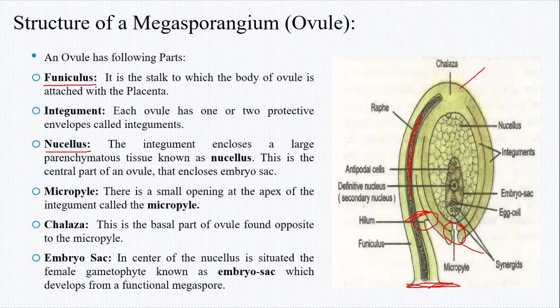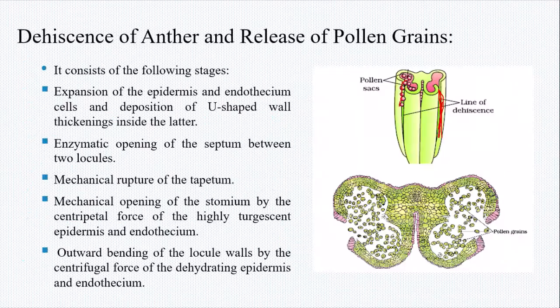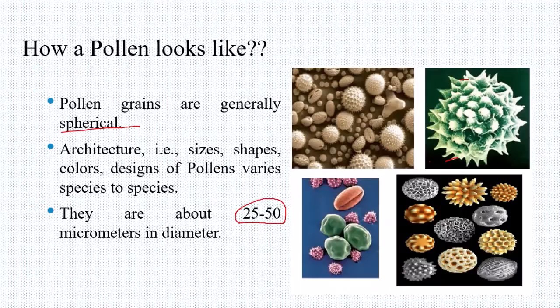The archesporial cell functions as the megaspore mother cell, and the megaspore mother cell is diploid, that is 2n. It will undergo meiosis I and then meiosis II to form four haploid, n, megaspores.